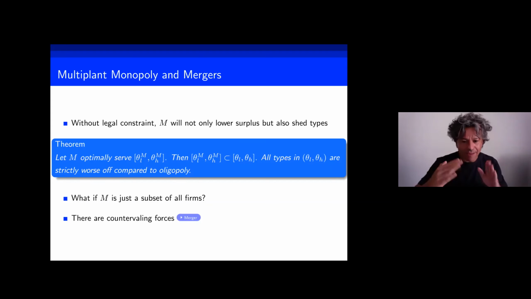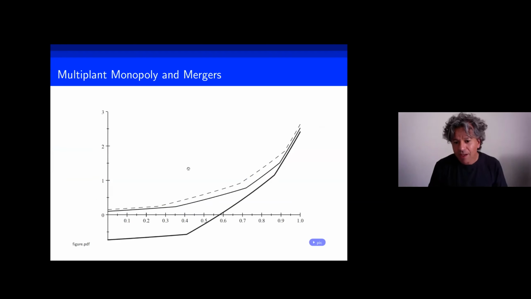The countervailing force is that the merged firm will distort further at both ends, so it will become less differentiated compared to the adjacent firm outside the merged firm. And this will tempt the outside firm to raise surplus a bit and bite additional types that are served by the merged firm. So you have these two countervailing forces. In all the computed examples that we have, the merger essentially reduces surplus to everybody, and the merged firm sheds types. So here is one computed example, and with this I will end.